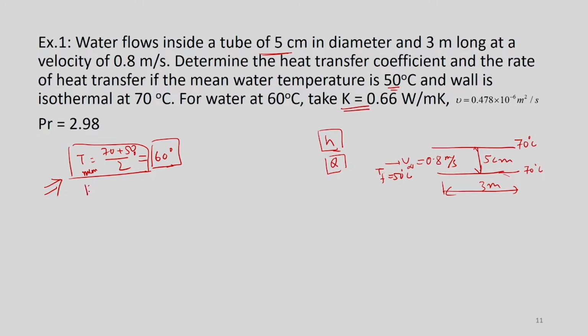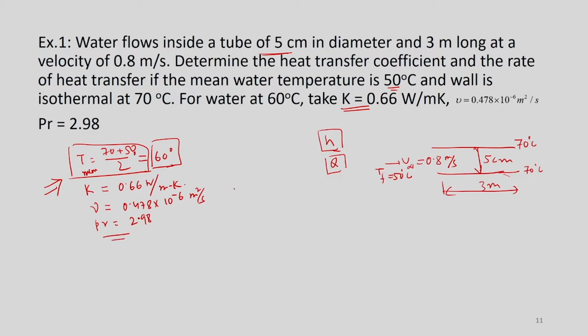K value is given as 0.66 watt per meter Kelvin, and nu, that is kinematic viscosity, is given as 0.478 into 10 to the power of minus 6 meter square per second, and Prandtl number is given as 2.98. We will study what is Prandtl number, and what is the significance of Prandtl number in convective heat transfer, in coming slides.